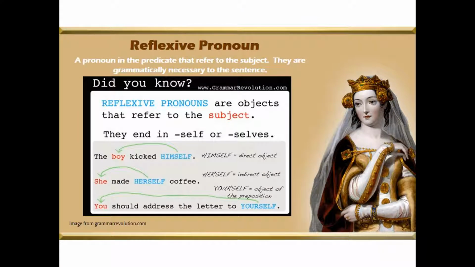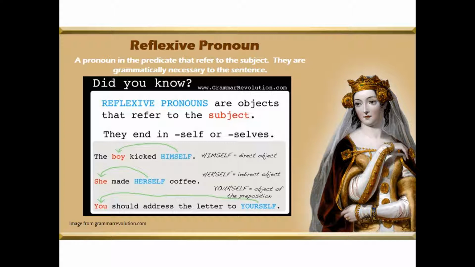She uses a number of reflexive pronouns. A reflexive pronoun ends in self or selves, and it's a pronoun that occurs in the predicate and refers back to the subject. They are grammatically necessary for the sentence to make sense. Take a look at the first one. The boy kicked himself. If I take the word himself out, the boy kicked, it doesn't mean the same thing.